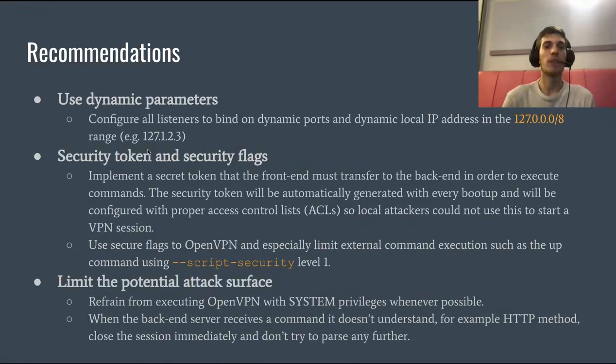They can also add a policy enforcement to OpenVPN to not use the up command. You can read the manual, but to save you some time, you should look for script security and set it to level 1, which will not allow any arbitrary script to run with the up directive in the configuration. And you should limit the potential attack surface and refrain from executing OpenVPN with system privileges whenever possible.